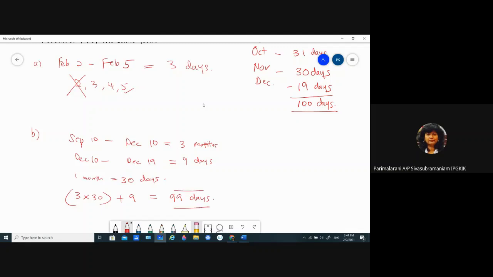So just now we used the exact time method and calculated that the time between September 10 and December 19 is 100 days. Now we use the approximate time method, and we calculate that the time between September 10 and December 19 is 99 days. You see there's a difference here? Is this difference important? When we calculate interest, which time do we normally take?